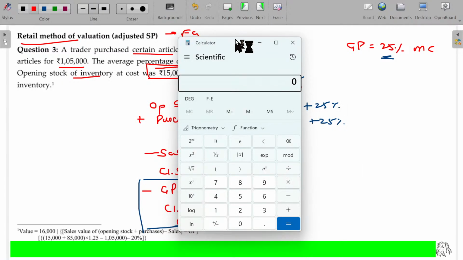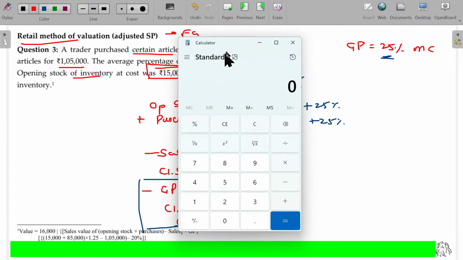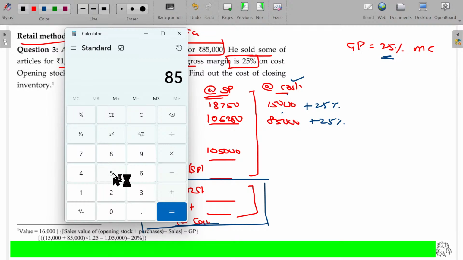I have to explain all these things for you. Standard: if it is 25% addable, you have to find out 25% and then add it to this. If you use your non-scientific calculator, you will get the value differently. 85,000 into 25 percent equals, then plus, and you'll get the full value. But here it will not. The calculator in the computer calculates differently, but in your non-scientific calculator you will get the full value.